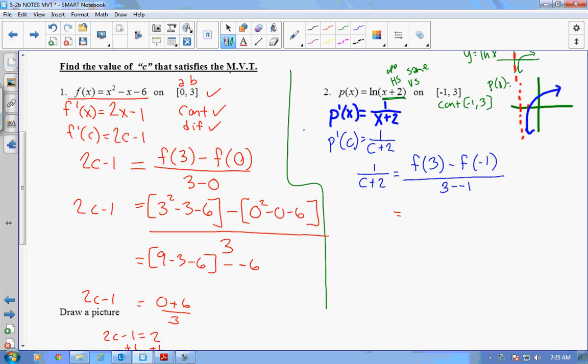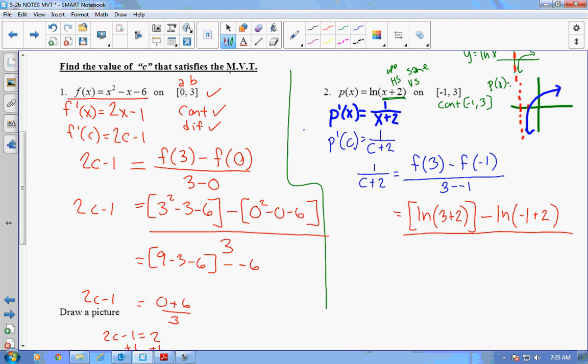Okay, so f of 3 means we're going to plug in 3. Are we plugging it into f or into f prime? Into f, or I guess in our case it's p, right? So we should do natural log of 3 plus 2 minus p of negative 1, so natural log of negative 1 plus 2. Any questions there?